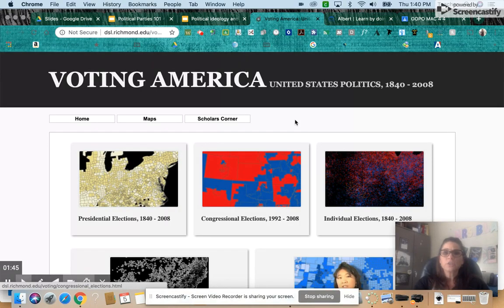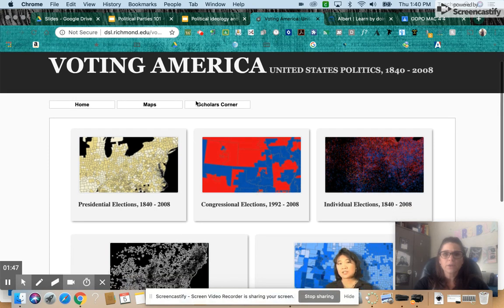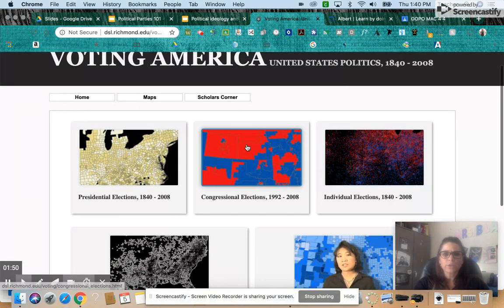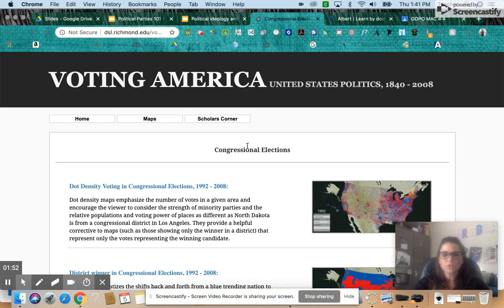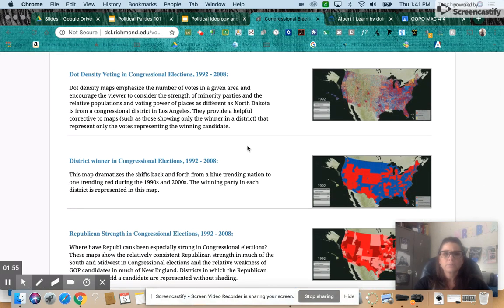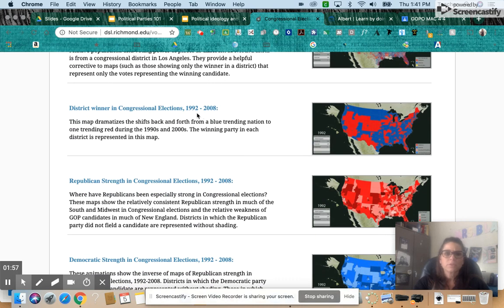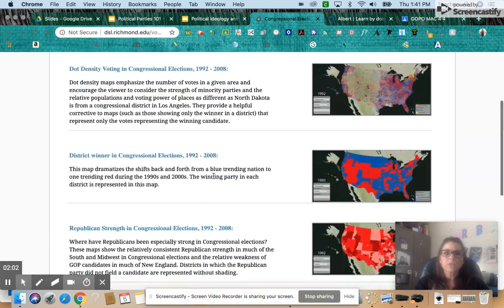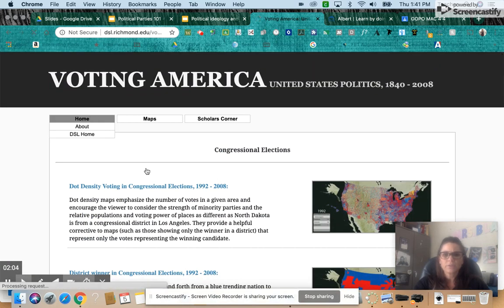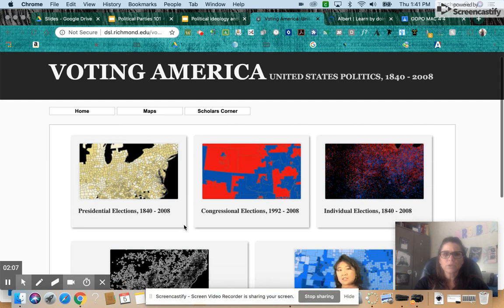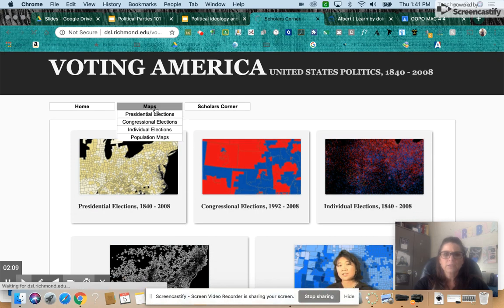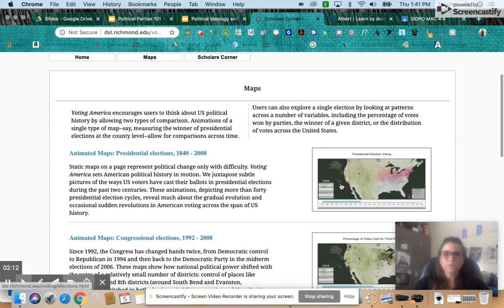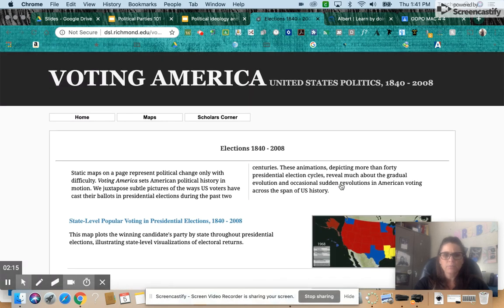So let me see if this is the visual I wanted to show you. Yeah, this is a really great site, Voting America. This will go through and show you congressional elections and district winners, Republican strength in congressional elections. There's a ton of data you can look at. Let's see, are these the maps? Yeah, I want to look. This one is really cool. It's an animated presidential map.